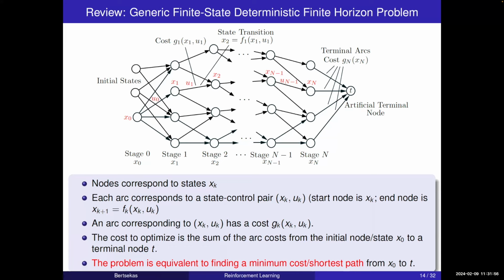So there's a sort of a knowledge check question that I always like to ask students every year. If this is just equivalent to finding a shortest path in a graph, and we know of efficient shortest path algorithms, then why for finite state deterministic finite horizon problems do we need approximations at all? Why can't we just apply our efficient shortest path algorithms directly to this graph, come up with the optimal solution, and be done?